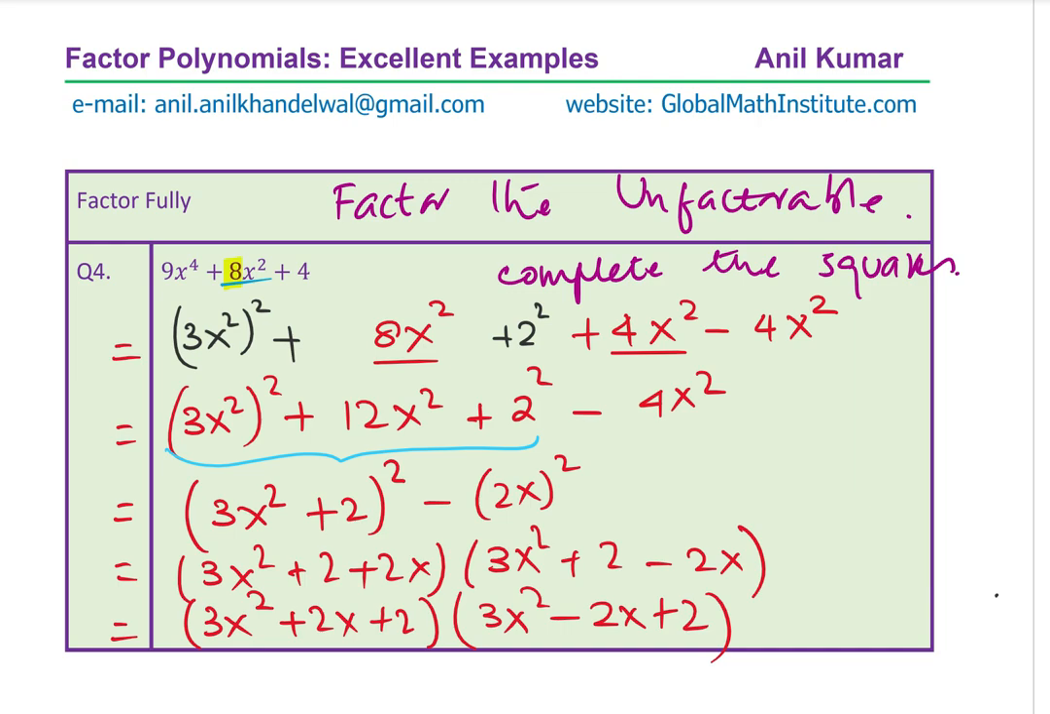The strategy was that we checked the center term. We needed 12x squared. So to do that, we added and subtracted 4x squared. Adding and subtracting the same term is like adding and subtracting 0, which does not change the equation. So I hope this concept is absolutely clear.